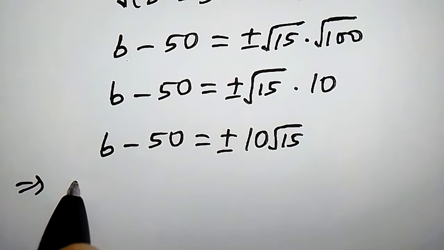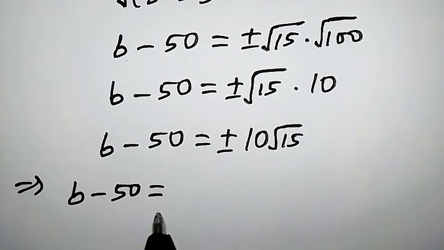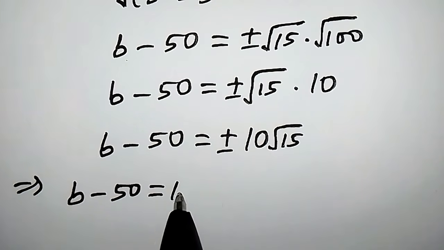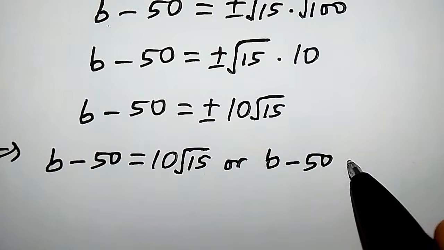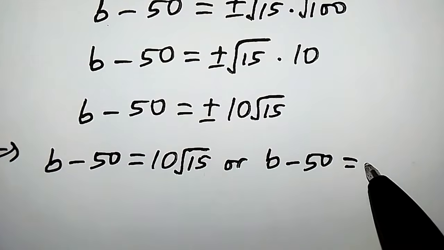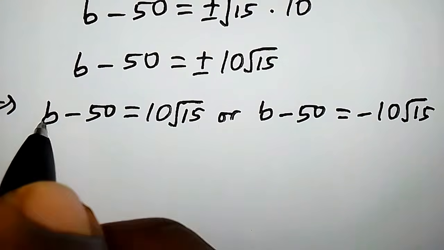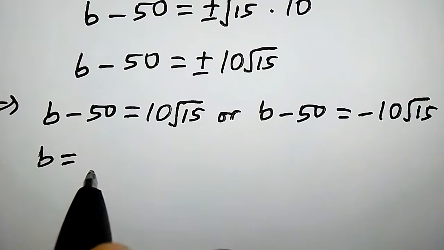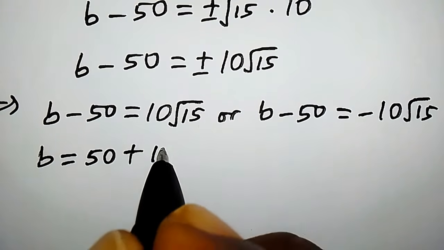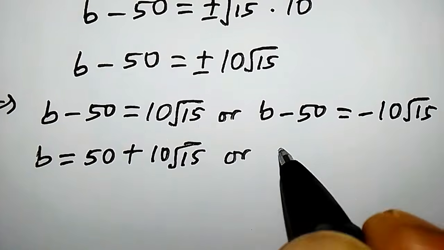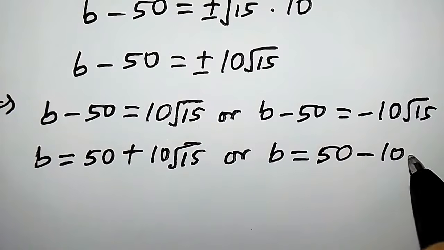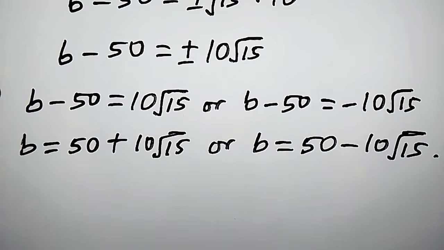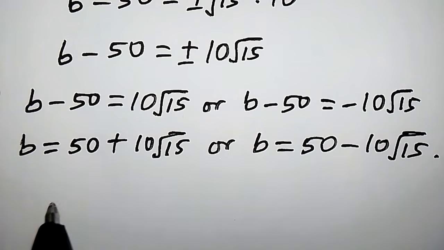This implies that B minus 50 is equal to, considering the plus sign, 10 root 15, or B minus 50 is equal to the negative sign, minus 10 root 15. From this line, we have B equal to 50 plus 10 root 15, or from this line, we have B equal to 50 minus 10 root 15. It is obvious that we have two values for B. We can then use these two values to obtain the value of A.